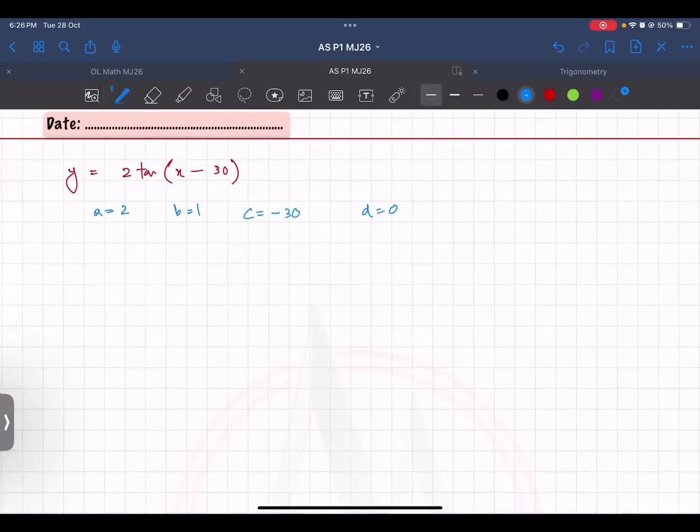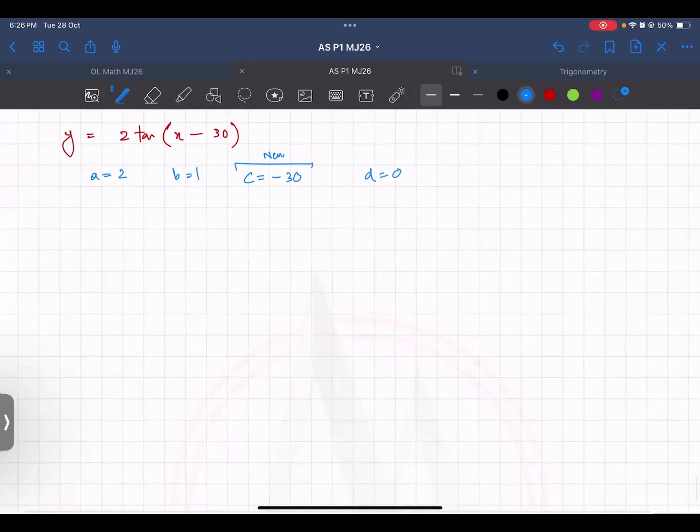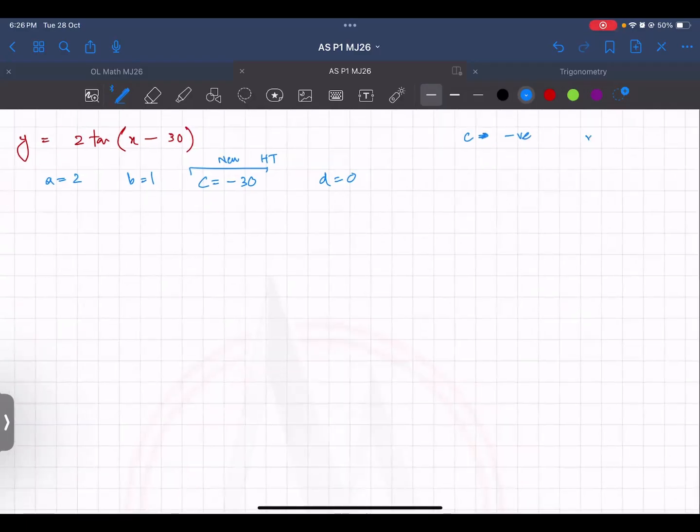So now this is something new. This is new when your c is not 0. So what happens? This is horizontal translation. I told you, horizontal translation. If it is negative, if your c is negative, you move in the right direction.